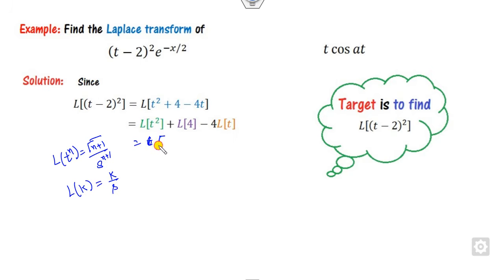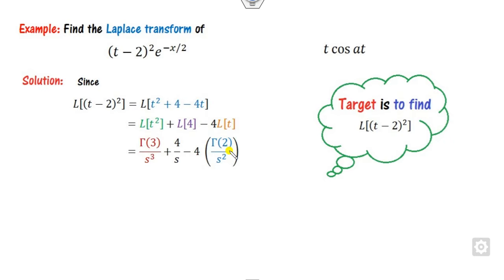This is gamma function of 3 upon s cube. This is 4 by s and this is power 1, so gamma function of 2 upon s square. How can you find the gamma function of 3? Since it is an integer, it is 2 factorial. Gamma function of 2 is nothing but 1 factorial. So 2 factorial is nothing but 2. Now this is the Laplace transformation of this.